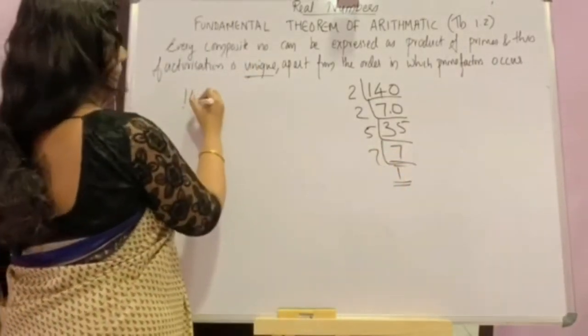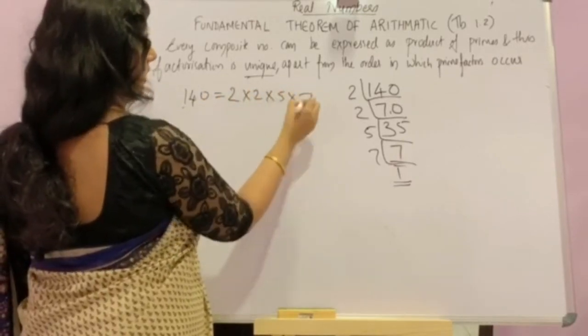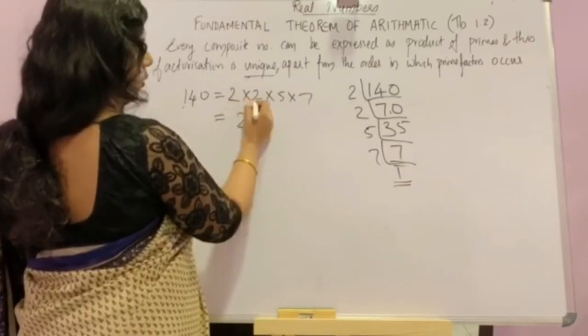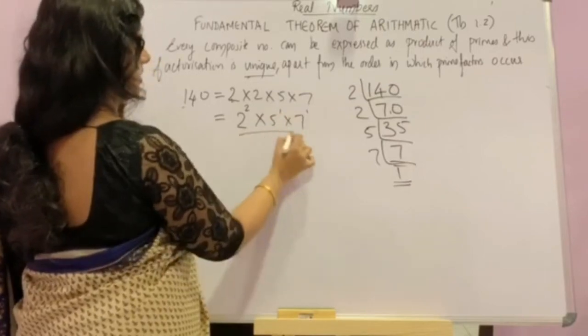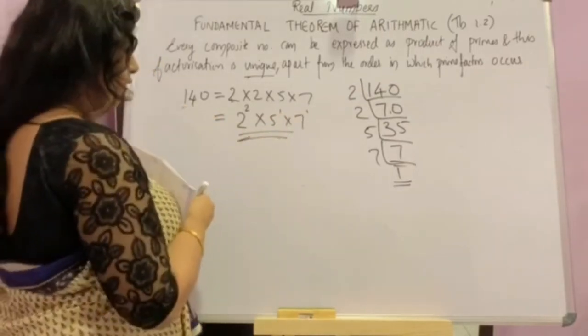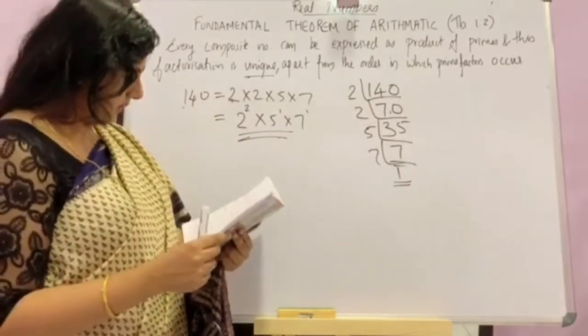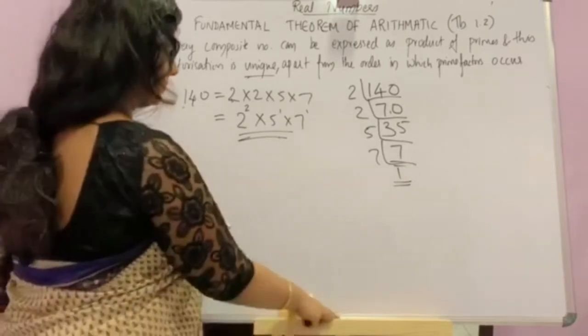So 140 can be written as 2 into 2 into 5 into 7. That is 2 square into 5 raised to 1 into 7 raised to 1. This is the answer for 140, expressed as a product of primes. Now next is 3825.